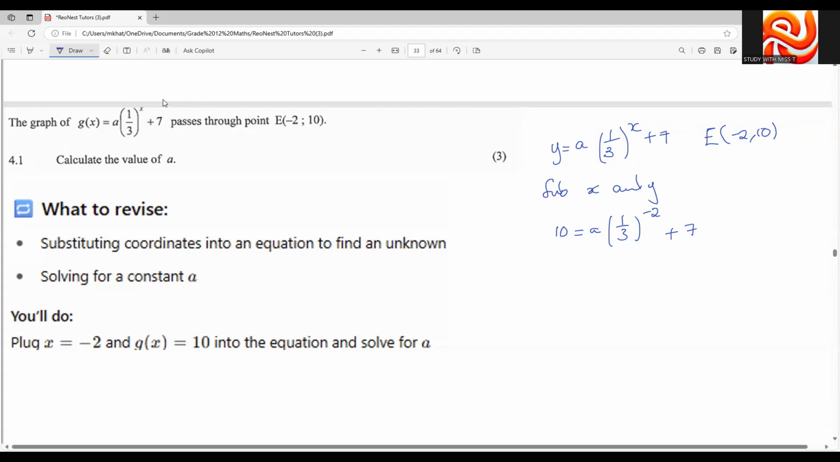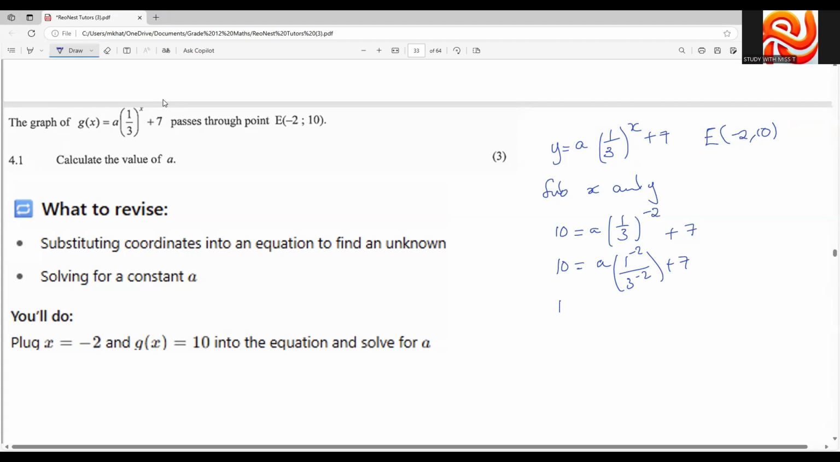So you can put this in the calculator, right? But again, just putting this in the calculator might not help. So it's better you simplify. Okay. So let's simplify together. So in this case, I'm going to use my exponential laws, right? Okay, so this will be 1 to the power -2 over 3 to the power -2, plus 7.